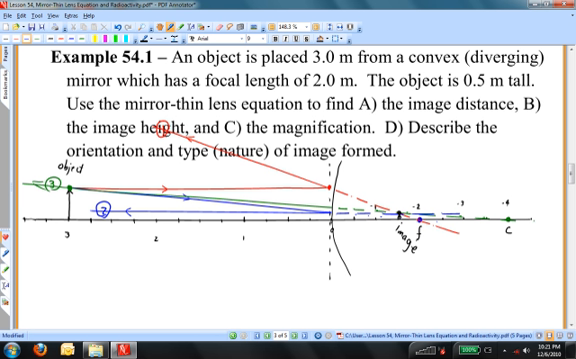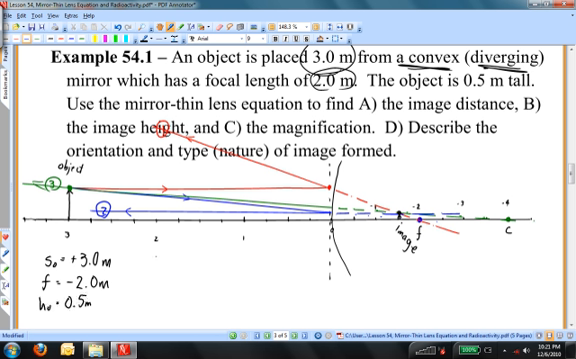They tell us several things. They tell us that the object is placed 3 meters from the convex mirror. So my object distance SO is equal to plus 3 meters. It's always a positive number. They tell us that the mirror has a focal length of 2 meters. It is a convex mirror, a diverging mirror, so I have to actually put the negative sign in there. Negative 2.0 meters. That's the hard part about this problem. They tell us that the object height is half a meter tall.